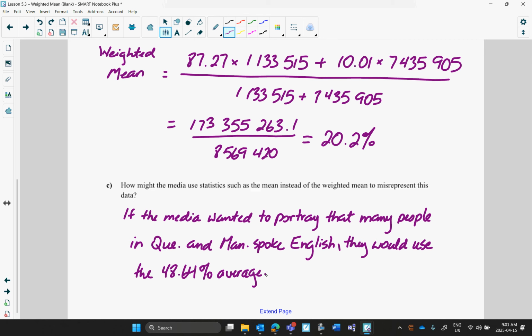So really, a couple of things that you should get from this lesson is number one, how to calculate a weighted mean given the situation. Obviously, that's the big one. But you could also be asked, how something could be distorted and which would be a better representation measure.